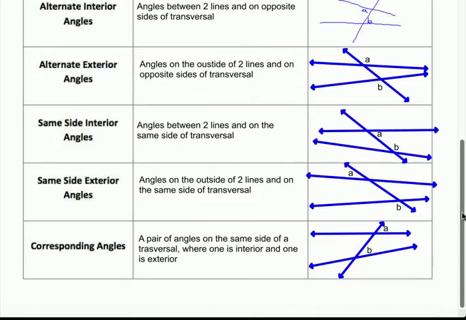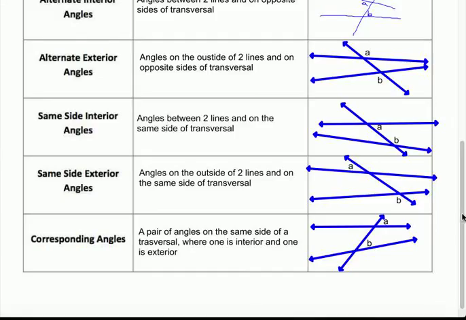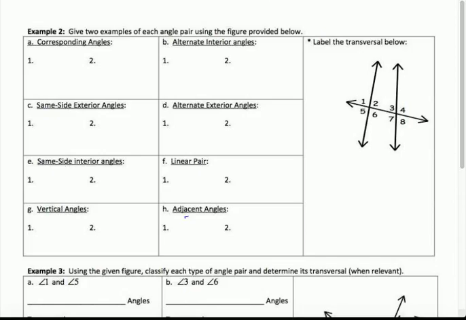And corresponding angles is the only one where the term doesn't tell you the definition. But it's one angle interior, one angle exterior, and they're both on the same side of the transversal. So calling them one interior, one exterior, same side angles would be a mouthful. So we just call them corresponding angles. All right, so let's practice applying these definitions.